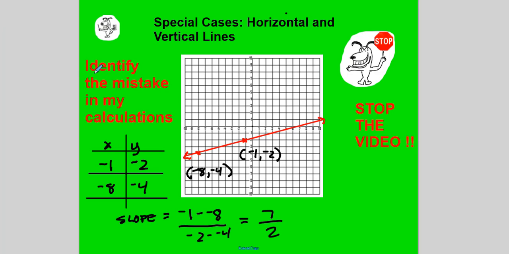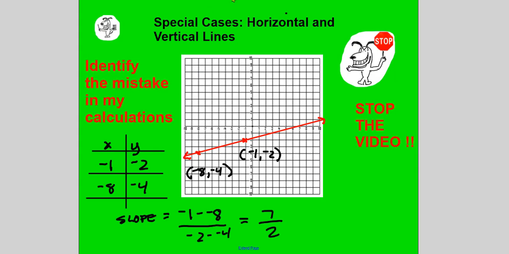So now I've given you a line, I've given you coordinates of these 2 points. I want you to stop the video and identify the mistake in my calculations. I have filled out a slope table here. I've calculated the slope to be 7/2. I want you to look at this and identify my mistake. Then start the video and I will go over this.